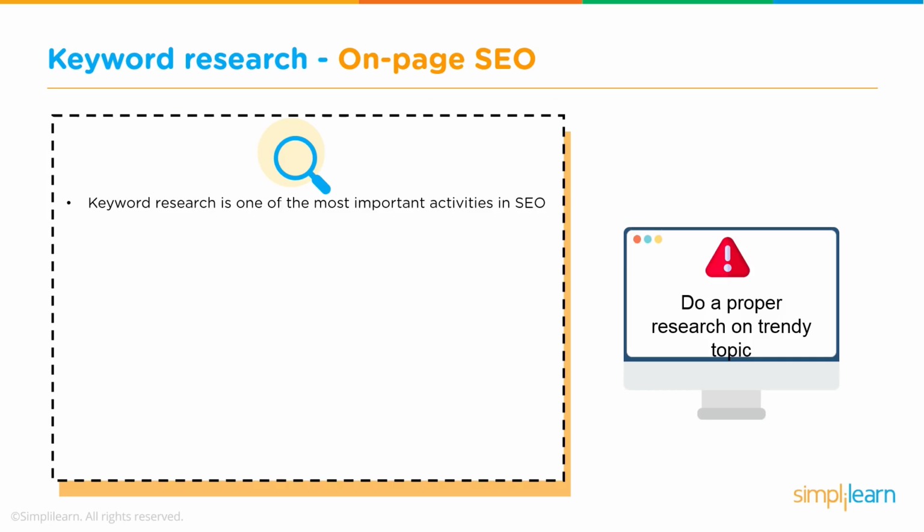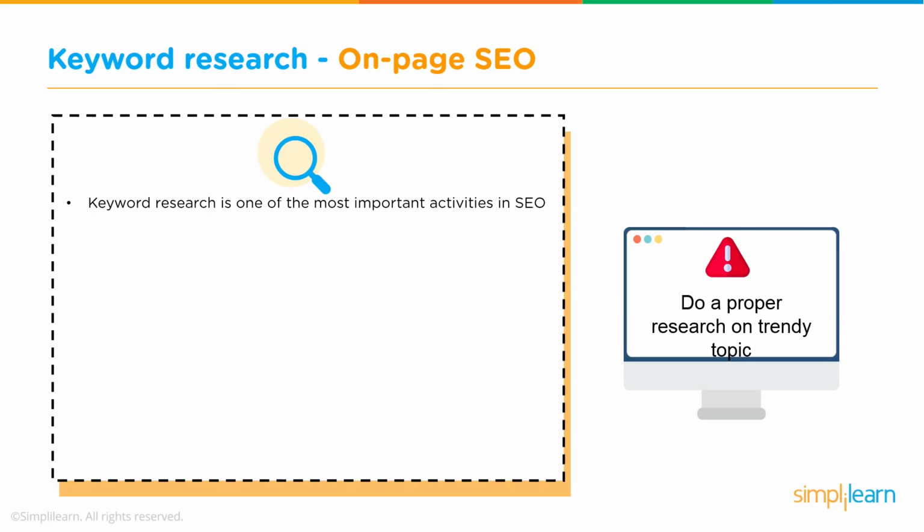Before we do anything with our website, the first thing we need to do is understand what keywords we want to rank for. In order to understand that, we need to do keyword research. If you do anything in SEO, keyword research is the most important activity. That's the most important thing you can do for SEO.